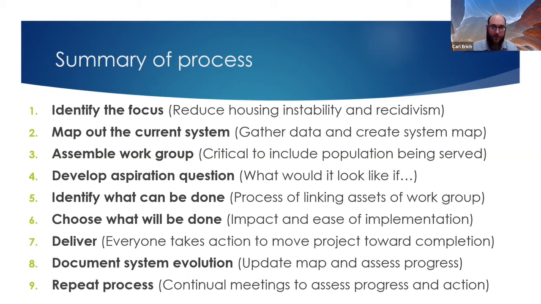Five is identify what can be done. Again, figure out what assets belong to the folks who are actually willing to commit work, and put those assets together to create some projects, and then choose what will be done. So choose a project that's going to have the highest impact and be some of the more easily implemented. And then seven, deliver. So everyone should be taking action to move that project toward completion, and create time periods to report back, or basically an ideal time to complete that project. Eight, document the evolution, and nine, repeat the process.